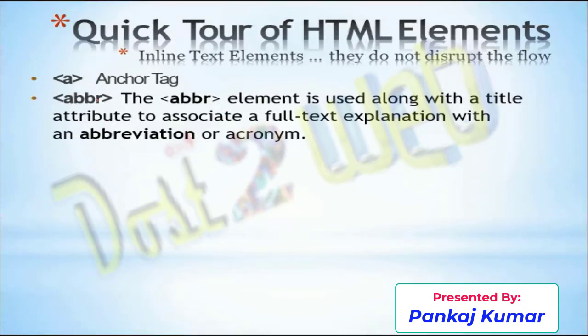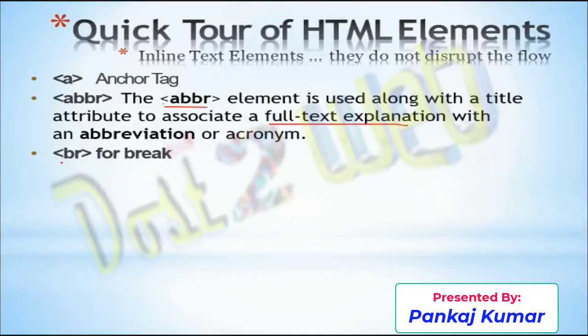Next, you will be having something called the ABBR tag. That is the ABBR element. That means it's simply, you can say, an abbreviation. So say you write a paragraph normally in Microsoft Word, and you want some abbreviation to be used, then you can use the abbreviation element. That means the tag is opening ABBR, and this element is used along with the title attribute to associate a full text explanation. That means if you want an explanation to be given, then you can use this ABBR abbreviation tag.